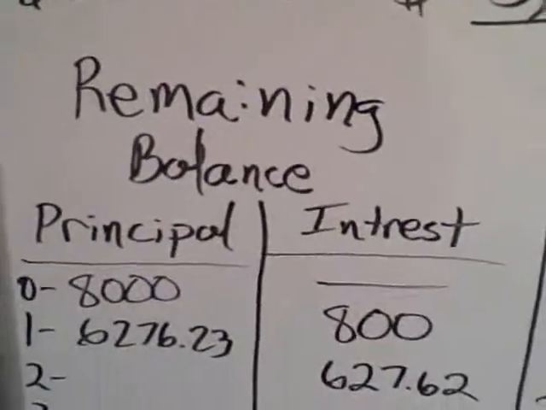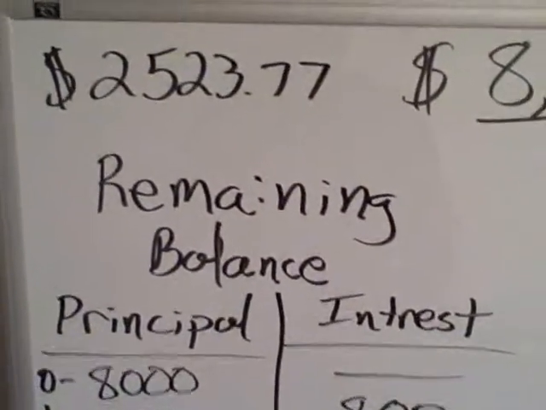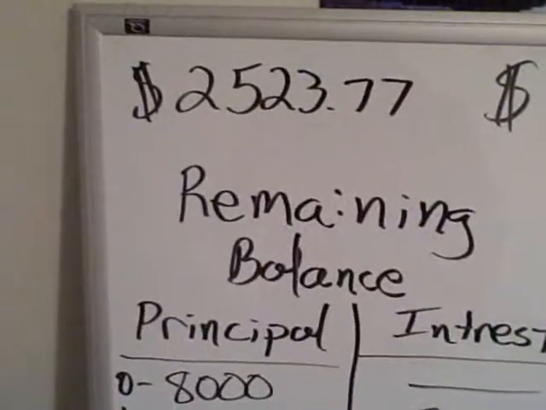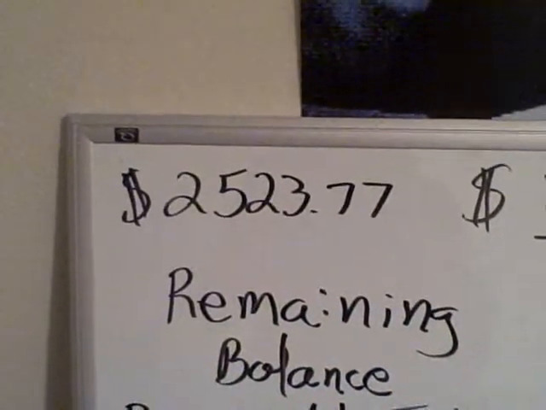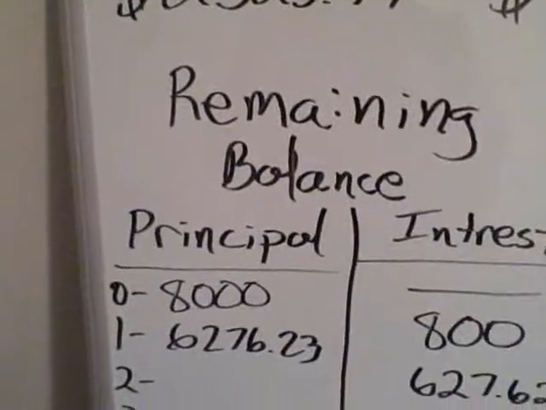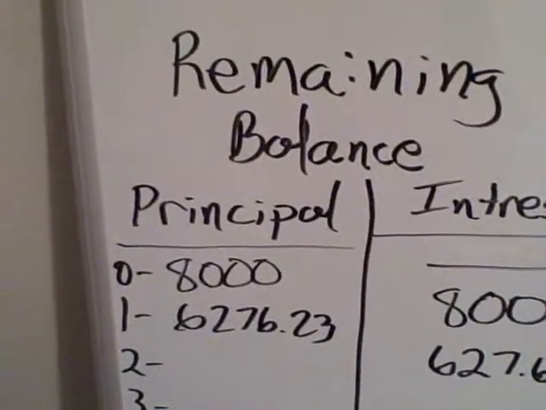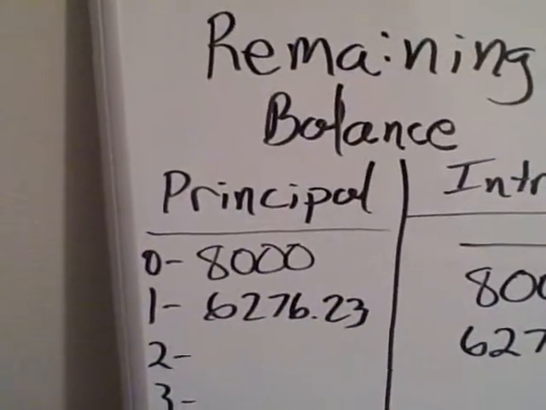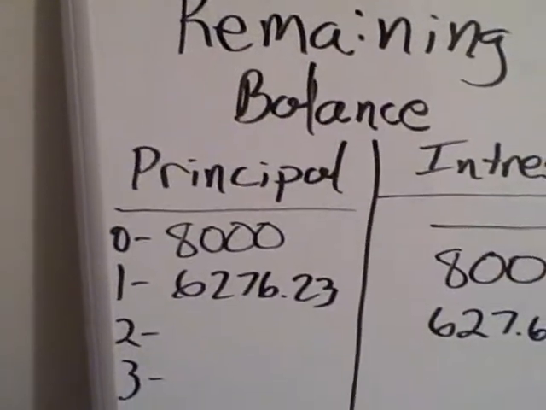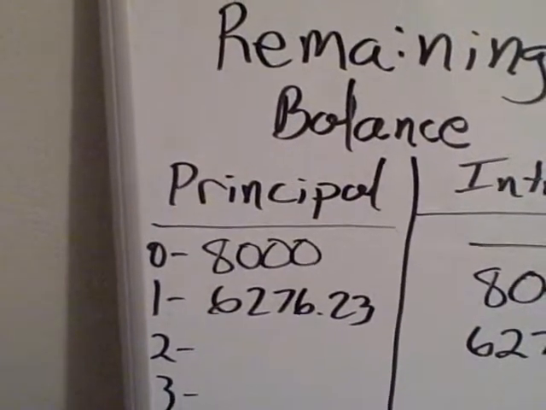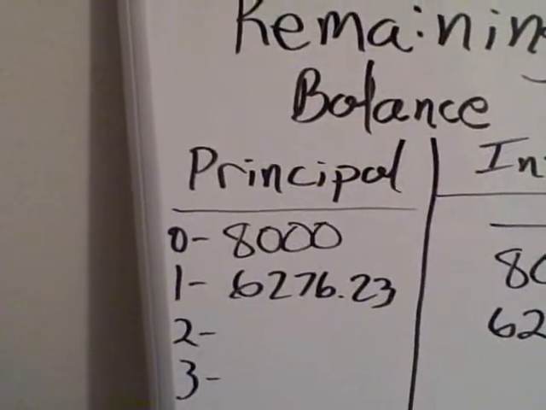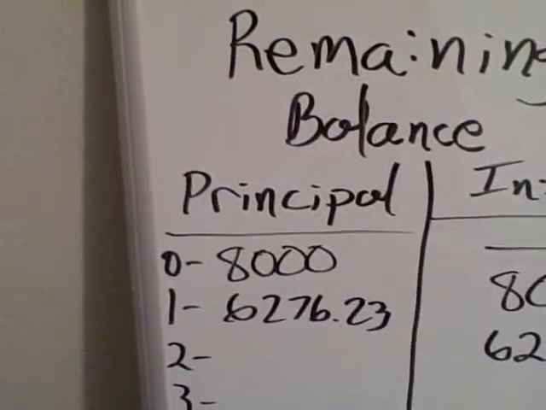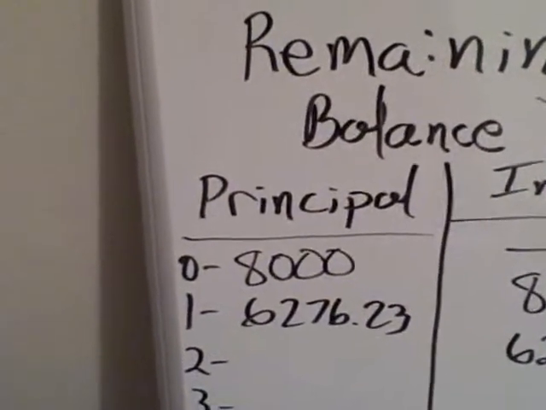So you have your interest now. You know that you're going to be paying $800 in interest. So from your payment of $2,523.77, you're going to subtract the $800, and then the remainder you're going to subtract from the principal. So that's the actual amount of principal that you've paid. That's the amount of the note that you've paid off. So you will have paid off, and you will be down to $6,276.23.